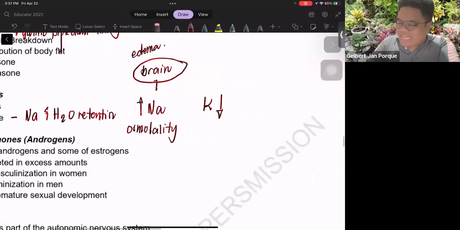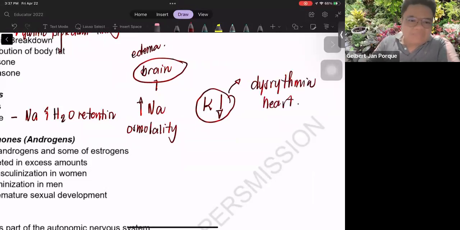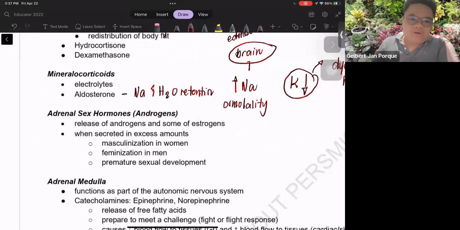And it goes without saying, if I have a problem with potassium, what particular organ of the body do I need to watch out for again? This time, class, you need to monitor again for the presence of dysrhythmia because, class, your heart would be the next problem. Okay? So if you have an excess of mineralocorticoid, that is your problem.